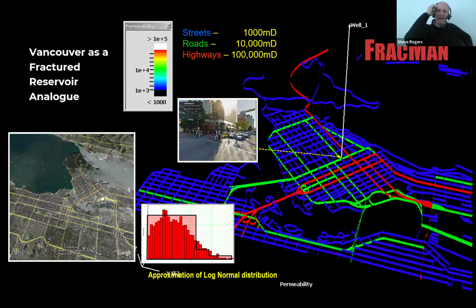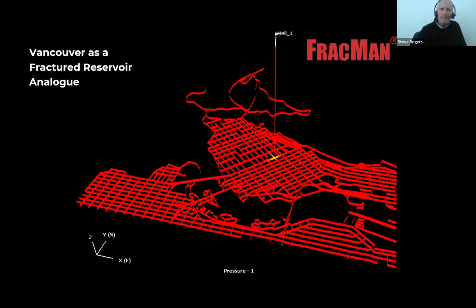We put a well in that right here in the Robson and Burrard, and I'm just going to let that flow for about 100 hours. Okay, and what we see is as pressure flows out, here we are at 10 hours. Most of the pressure is really still in Burrard and Robson.